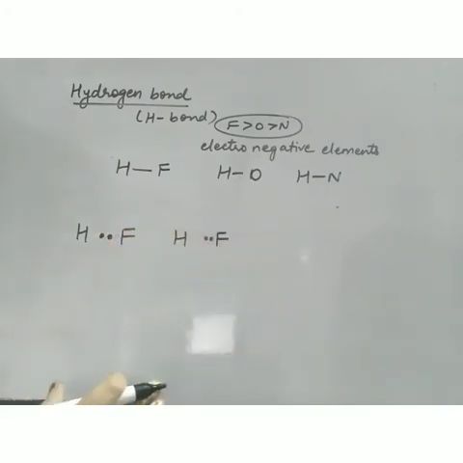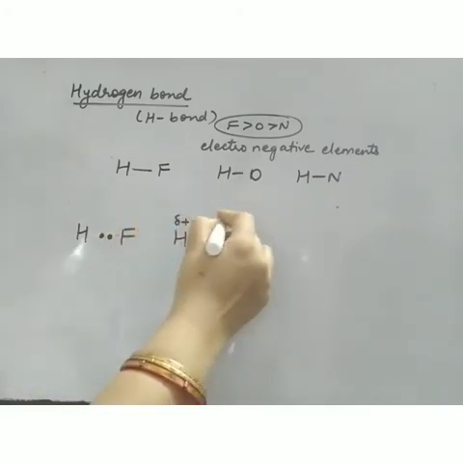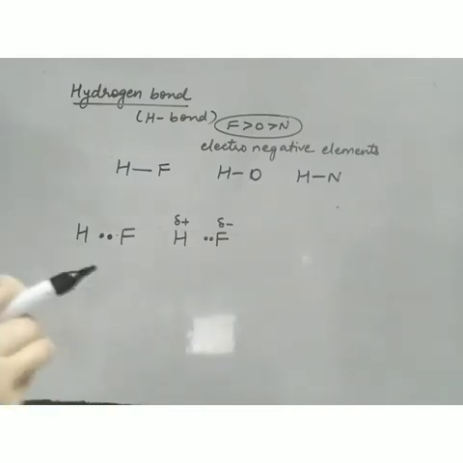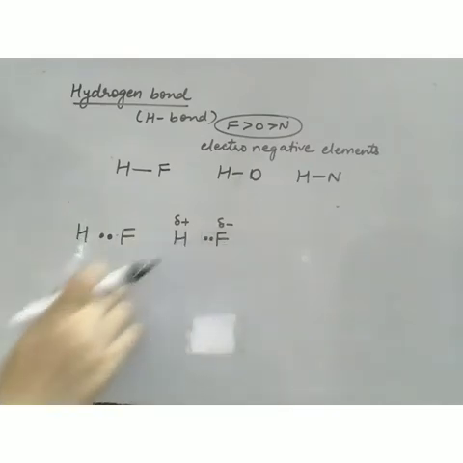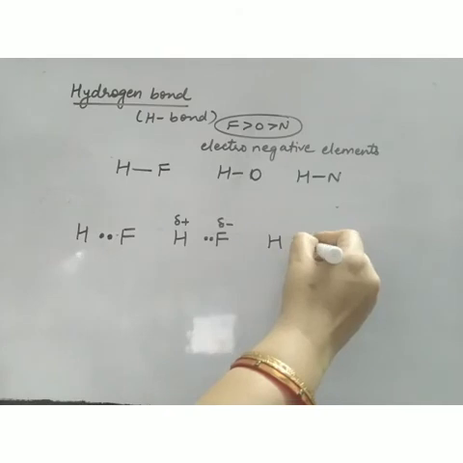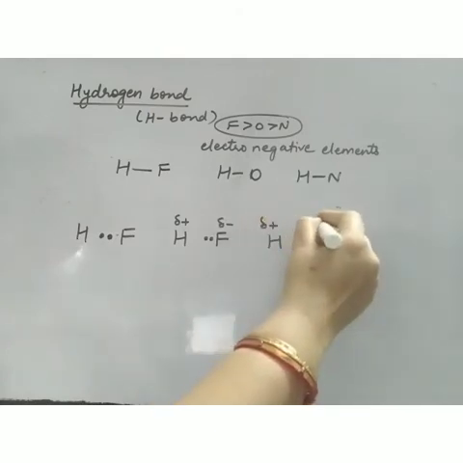Polarity will appear. This will be del plus, this will be del minus. There will be generation of partial positive and partial negative charges on hydrogen and fluorine, and this is only because of the greater electronegativity of fluorine. Now this is the first molecule. Likewise, there will be a second molecule. Here also del plus and del minus.